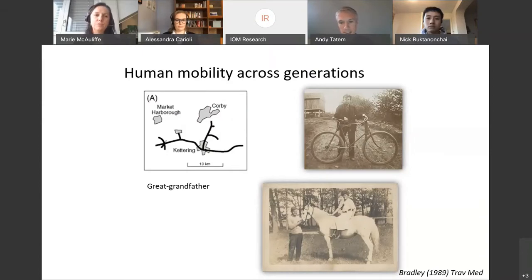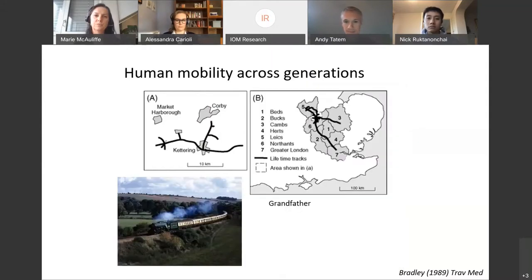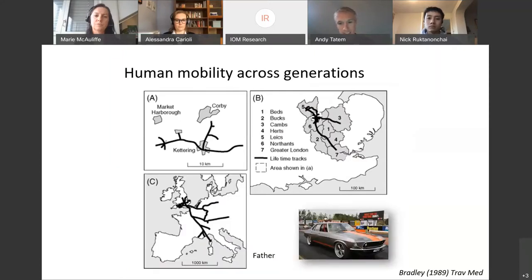So malariologist David Bradley decided to just do a little experiment, or not even an experiment, asking his relatives to map out their entire life history. So this is his great-grandfather, who lived in Kettering, mapped out his entire life history. He didn't make it even to the neighboring town of Corby in his lifetime. His grandfather had access to steam trains, public transport, and made it to London in his lifetime. His father, as cheaper personal transport became much more widely available, was able to travel across Europe all the way down to Corsica from the UK.